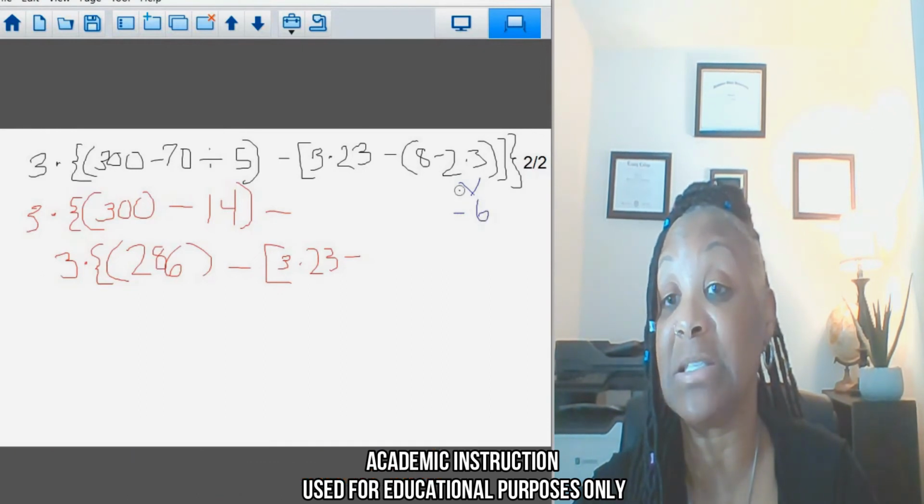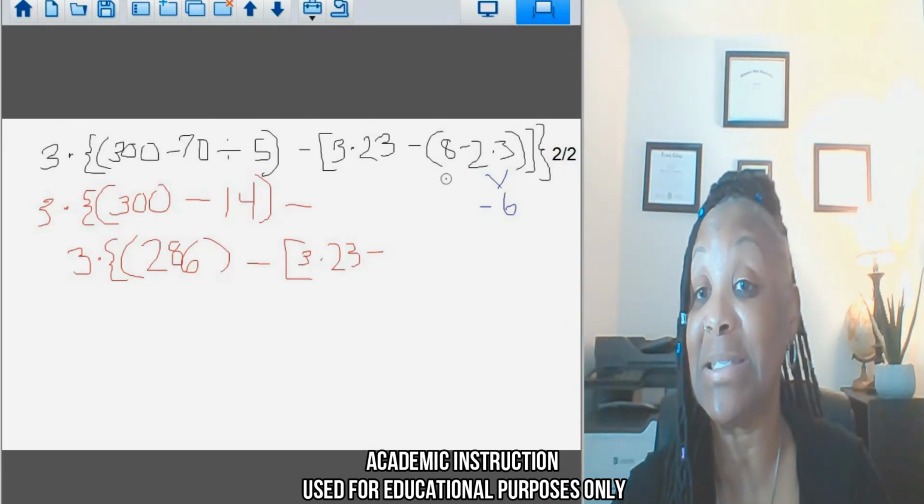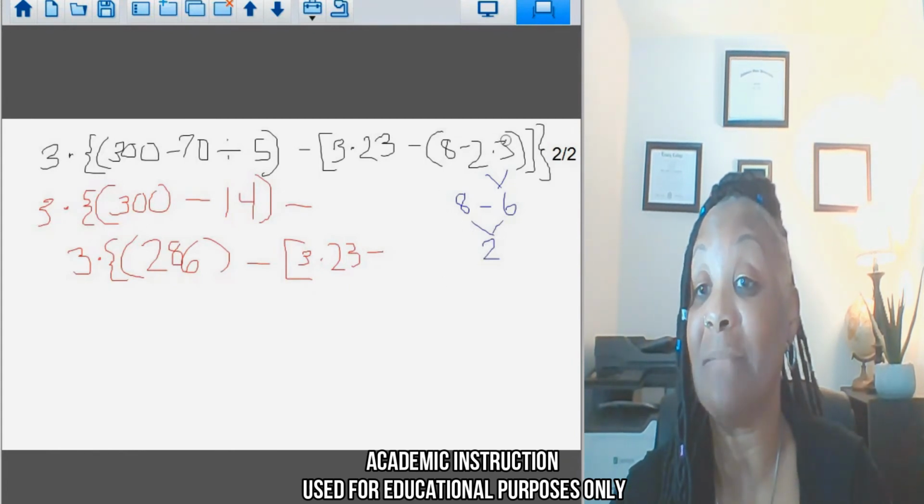So because we have a negative 2 times 3. When you have a negative and a positive, you'll always get a negative, and we can bring down this 8. 8 minus 6 will give us 2. Okay? So we have solved what's inside of this parentheses already. So we have a 2 here.